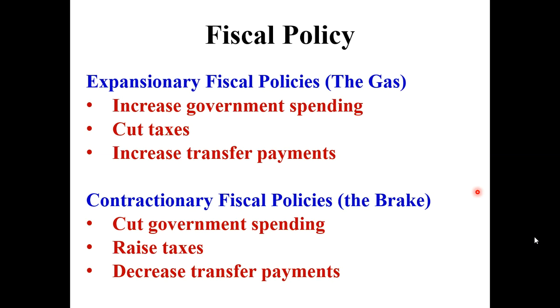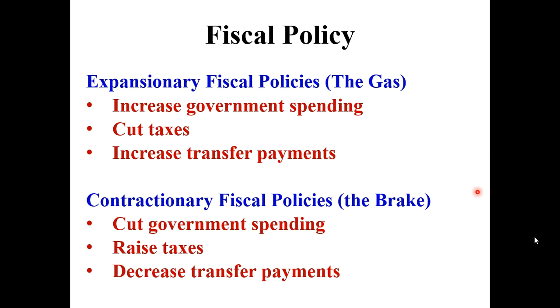Just do the opposite. If the government cuts government spending, the economy will slow down. If the government raises taxes, the economy will slow down because people will have less money in their paycheck. And if they decrease transfer payments, if they make cuts to welfare, that means that people on welfare or Social Security will have less money available to spend.